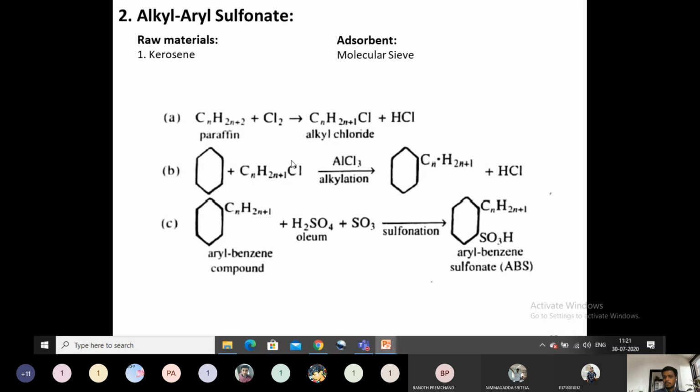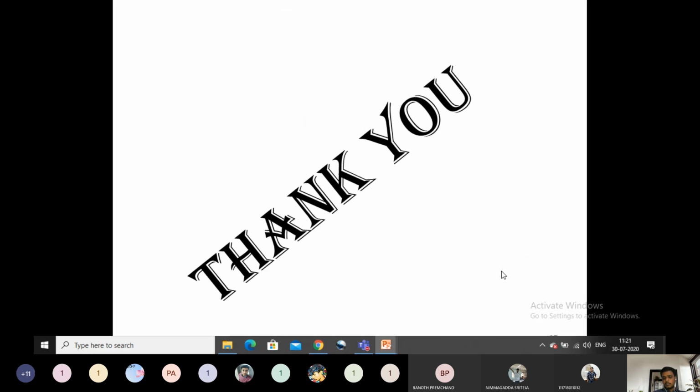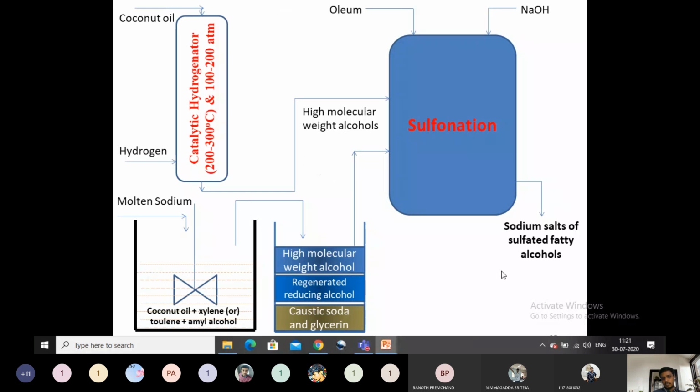The next one is alkyl aryl sulfonate. To synthesize this, we need kerosene. The paraffin is obtained from the kerosene as a raw material. This is known as alkyl benzene sulfonate. So these two are there, and out of this, only one flow sheet is there.